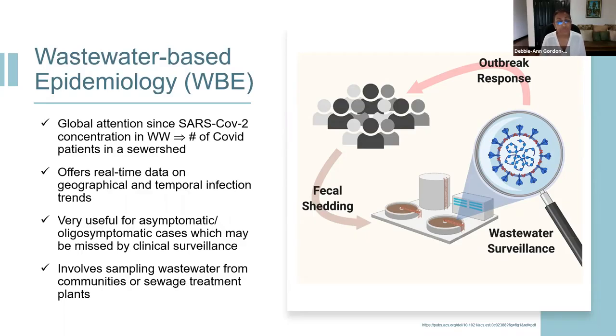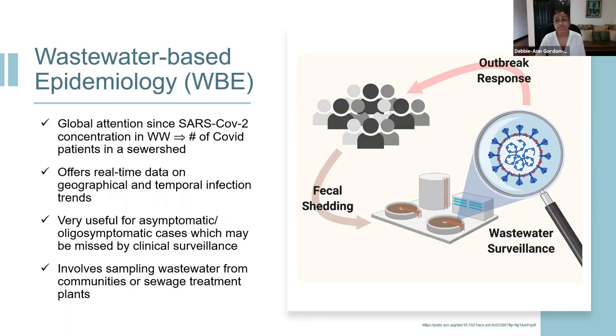It's also very useful, and I will show you why in a few minutes, for detection of asymptomatic and oligosymptomatic cases, which may be missed by clinical surveillance. So you're aware, asymptomatic means you're not showing symptoms. Oligosymptomatic refers to those patients who are showing very few symptoms or very mild symptoms. It involves sampling wastewater from communities, where you have communities that are, of course, sewered, or sewage treatment plants.